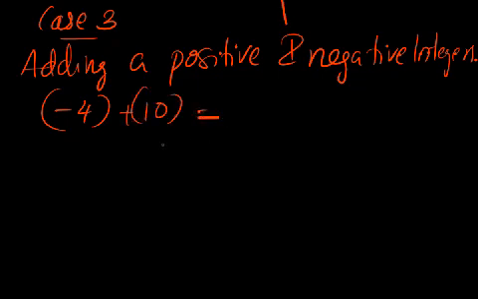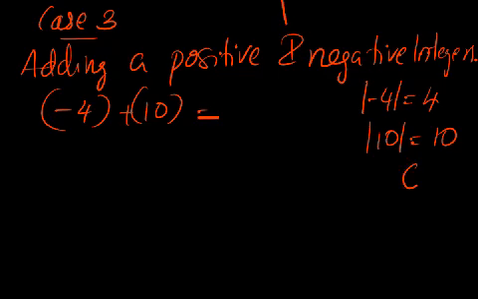So how will you do this? Just take the difference of their absolute values. The absolute value of negative 4 is equal to 4 and the absolute value of 10 is equal to 10. So their difference is 10 minus 4, which is equal to 6. Okay, so our answer is 6.